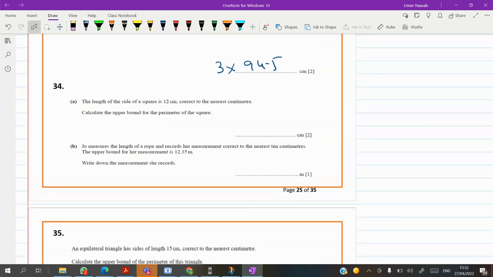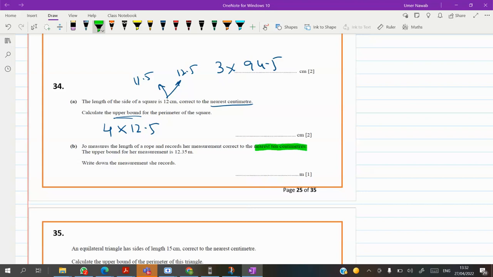Next, the length of the side of a square, 12 centimeters to the nearest centimeter, 11.5, 12.5. We want to find the perimeter of a square. All the sides are the same, so 4 times the upper bound, 12.5, because 12.5 plus 12.5 plus 12.5 plus 12.5, rather than writing 12.5 added 4 times, just write 4 times 12.5.